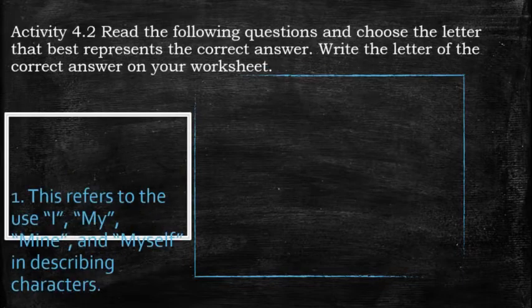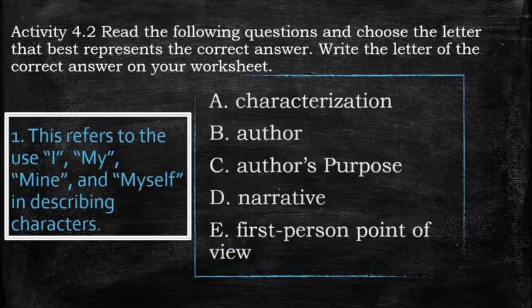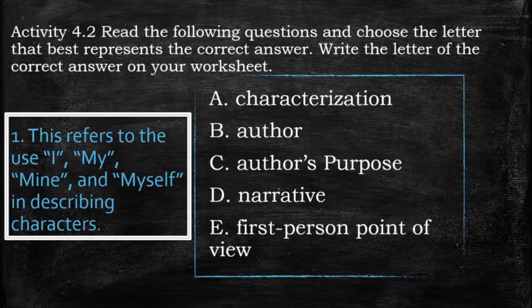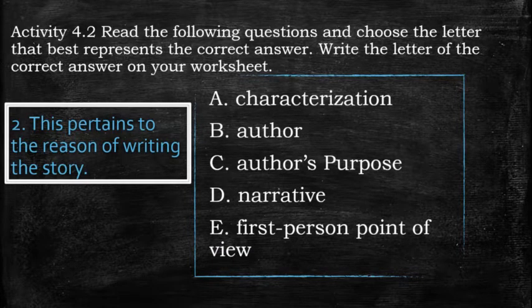Now, activity 4.2. You're going to read the following questions and choose the letter that best represents the correct answer. Write the letter of the correct answer on your worksheet. First, this refers to the use of I, my, mine, and myself in describing characters. Is it A, characterization, B, author, C, author's purpose, D, narrative, or E, first person point of view? Second, this pertains to the reason for writing the story. A, characterization, B, author, C, author's purpose, D, narrative, or E, first person point of view.